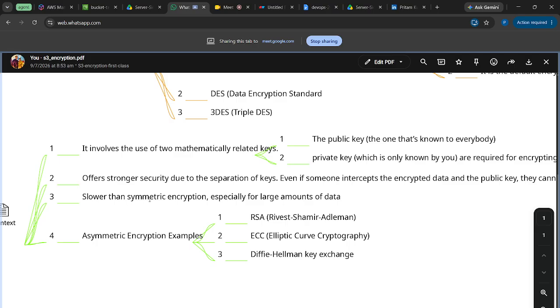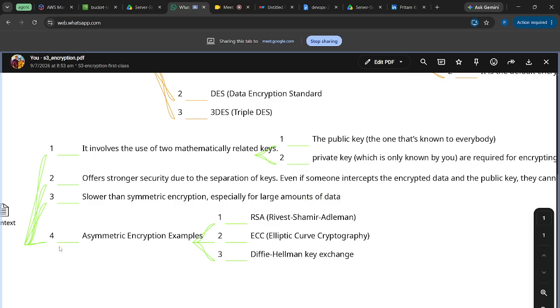It is slower than symmetric encryption. This is a little bit slower. Why? Because there are two keys. We are using one for encryption and another one for decryption, so definitely it is a time consuming process, especially for large amounts of data.